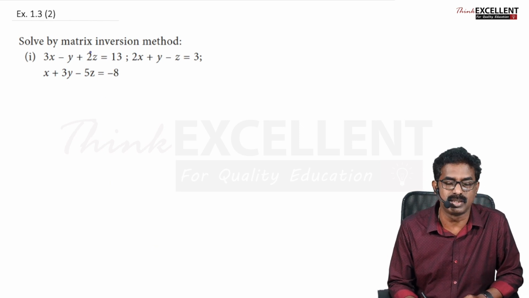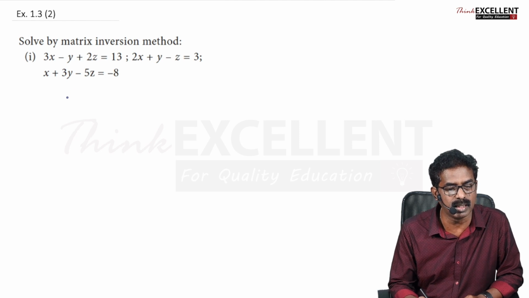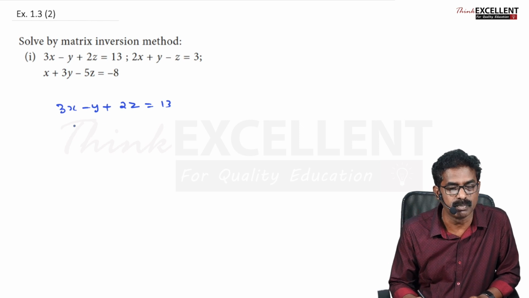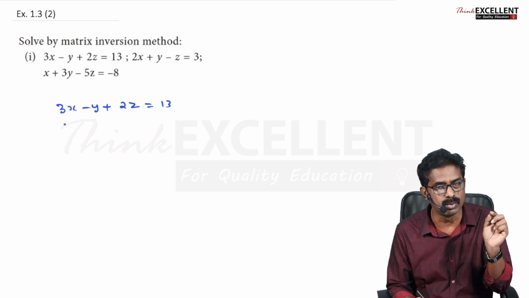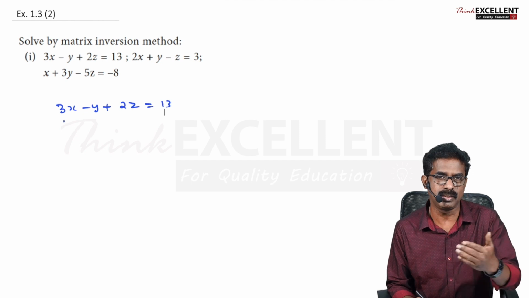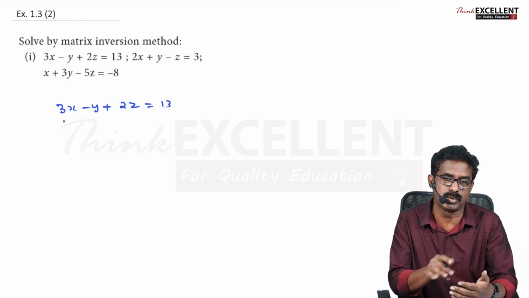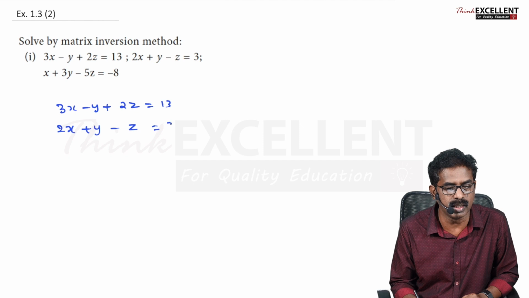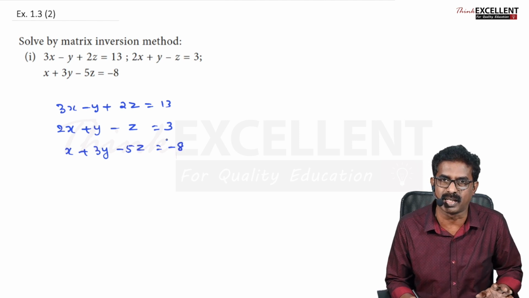Solve by matrix inversion method. So 3 equations, rewrite them: 3x minus y plus 2z equal to 13. This is the correct order. Sometimes even y and z they would interchange. So read the question very carefully, okay? Don't simply take the coefficients alone. You write the equations once in the answer sheet, so you won't make any mistake, right? So do it very carefully. 2x plus y minus z equal to 3, x plus 3y minus 5z equal to minus 8. So 3 equations, everything given in the correct order, right?